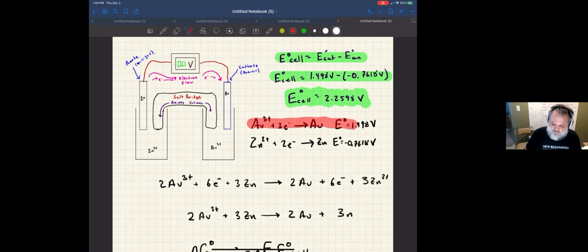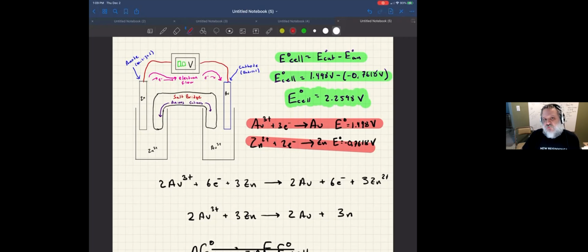Now, I went ahead and rewrote these two half reactions. The reason I rewrote them is the next thing that we want to do is figure out the standard free energy change for this particular cell. In order to do that, one of the things that we need to know is how many electrons are lost and gained, because the number of electrons goes into the formula, and we'll see that in just a second.